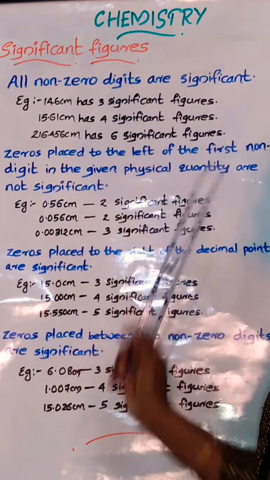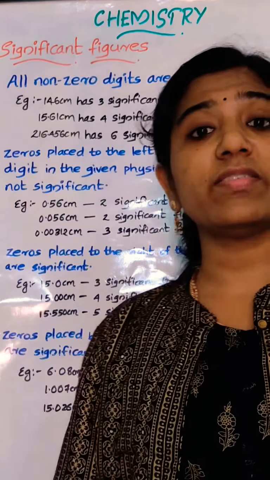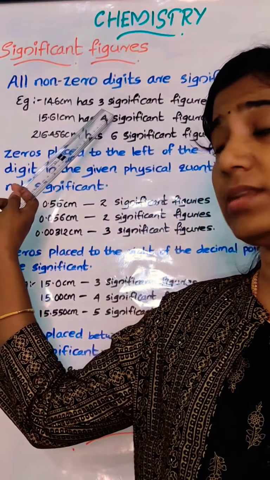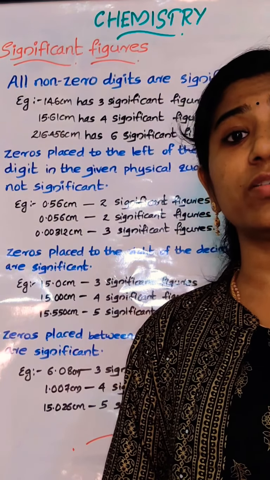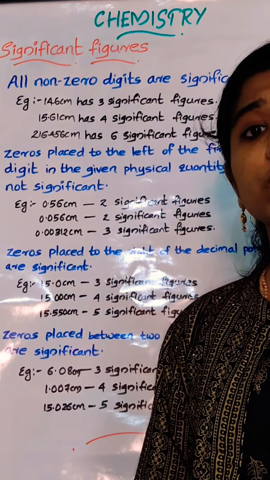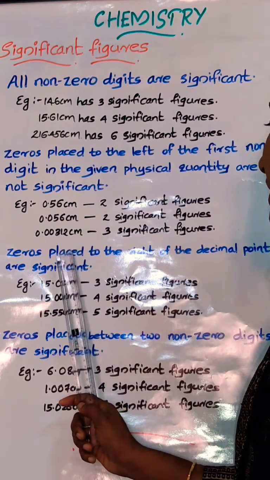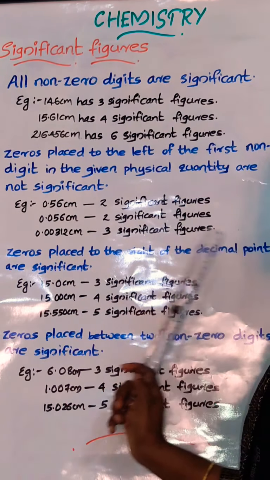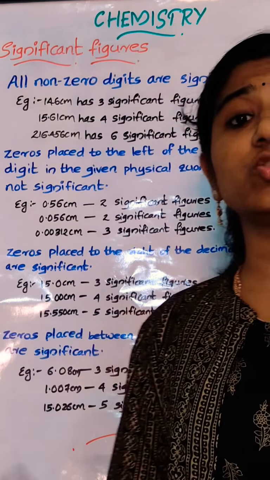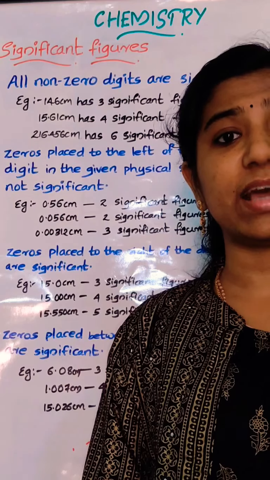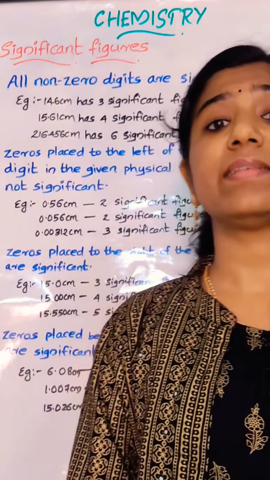These are the 4 rules regarding significant figures. First, all non-zero digits are considered as significant. Second, zeros placed to the left of the first non-zero digit are not at all considered as significant. Third, zeros placed to the right of the decimal point are considered as significant. Fourth, zeros placed in between 2 non-zero digits are considered as significant.